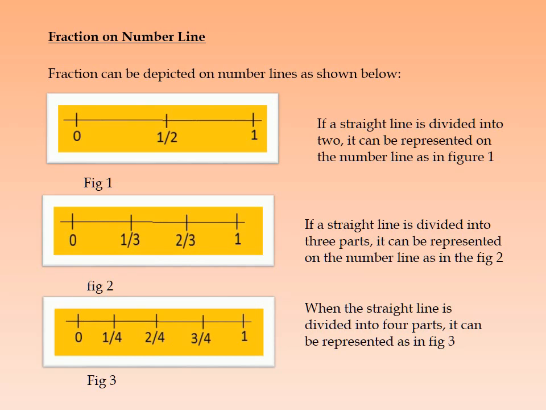And look at the third figure. When the straight line is divided into 4 parts, it can be represented as in figure 3. So when you divide a straight line into 4 equal parts, you have what you have in figure 3. That is from 0, you have 1/4, 2/4, 3/4, and 1. So if you divide a straight line, that is what you get.